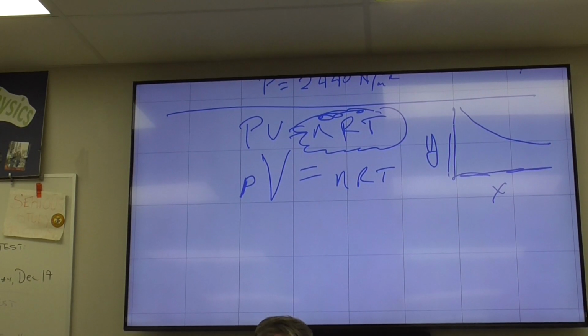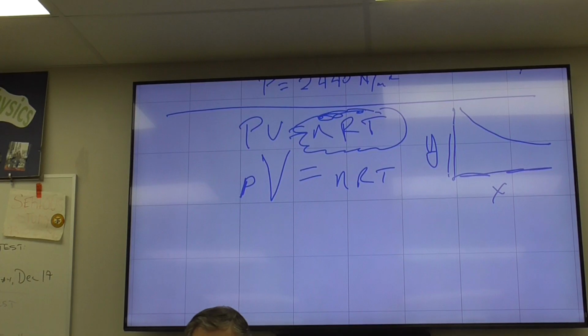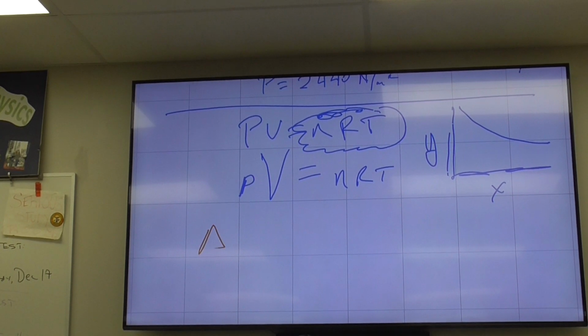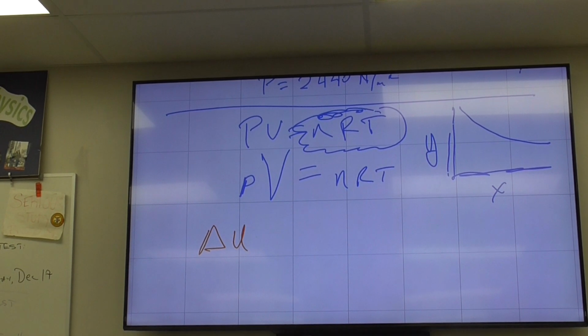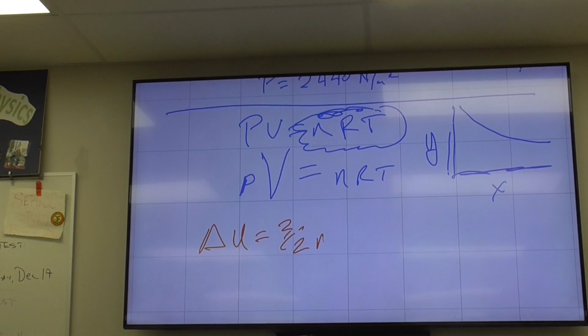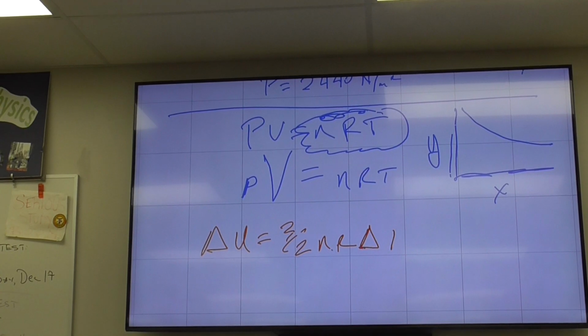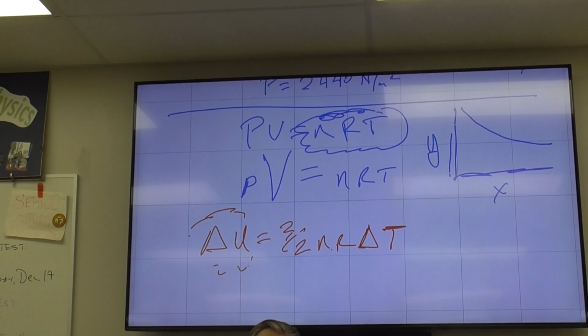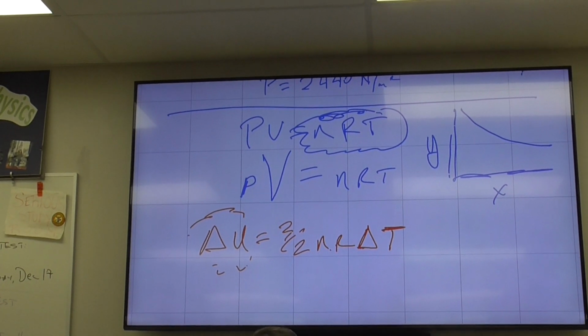So there's a couple of other equations I need to float out to you. I find this odd that you have this U equals 3/2 nRT. I've never seen it written like this. Most of the time it's written as delta U equals 3/2 nR delta T. Now, let me explain what U is, okay? U is the sum total of all of the energies that exist within the system.